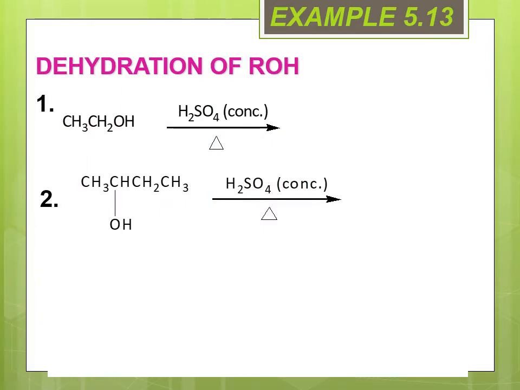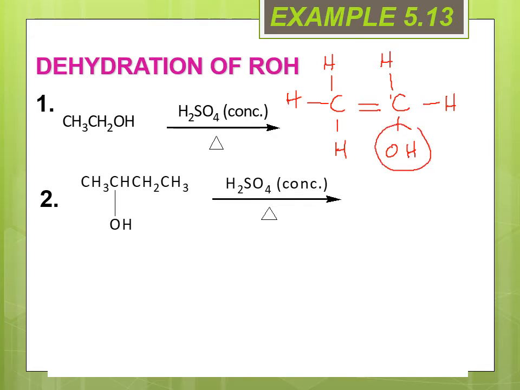Let's do example 5.13, dehydration of alcohol, question number 1. I am drawing the structure of ethanol over here, where the hydroxy group is attached to carbon number 1. And we are going to produce a double bond over here. Therefore, we are going to eliminate OH and H so that water is going to be produced. So I'm going to rub this off. So now we have produced ethene.